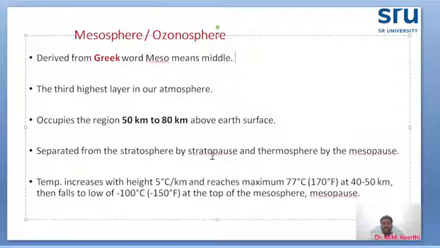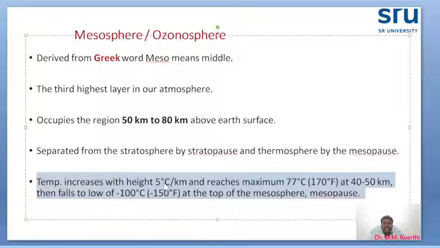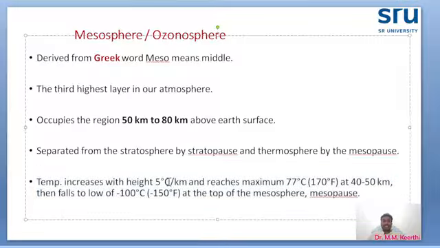It separates the stratosphere and the thermosphere. How? In temperature, this is a very important point. Temperature increases with height by 5 degrees Celsius for every kilometer. So once we reach the mesosphere, each kilometer 5 degrees Celsius will increase. In the range of 40 to 50 kilometers, the temperature will reach up to 77 degrees Celsius. After that, it falls down to a low range, minus 100 degrees Celsius. That's why the top of the mesosphere region becomes cool.